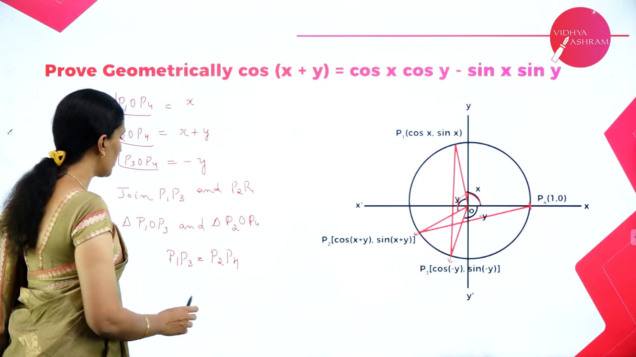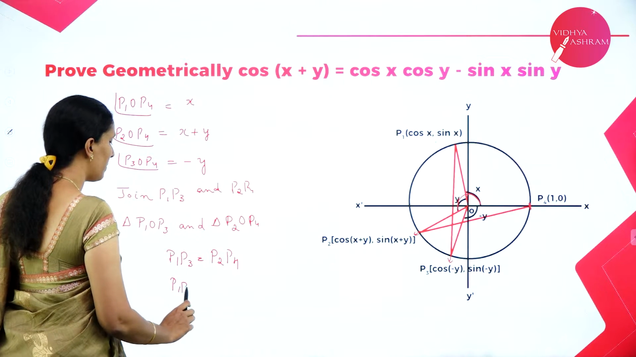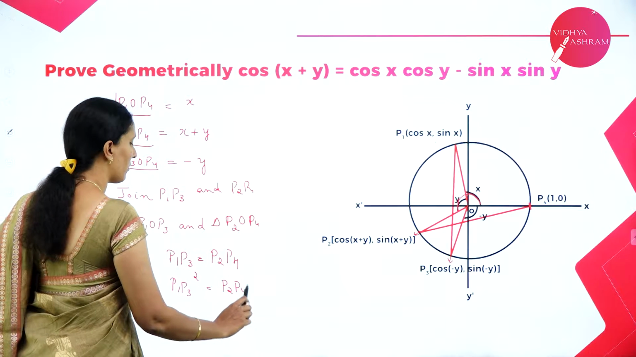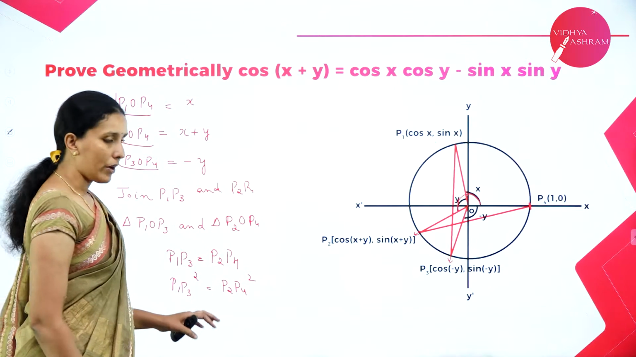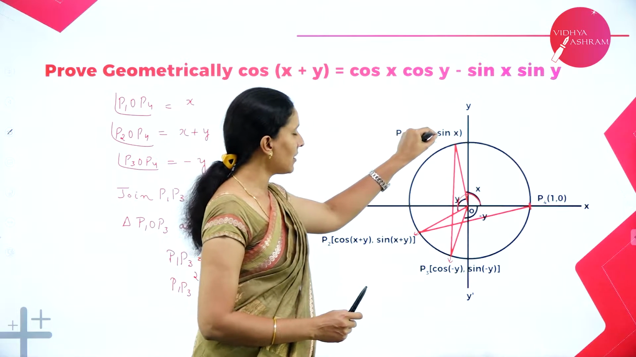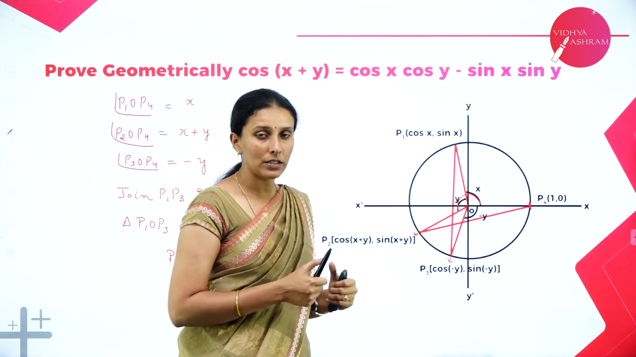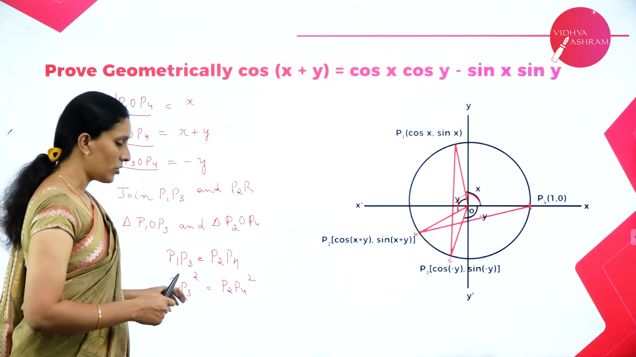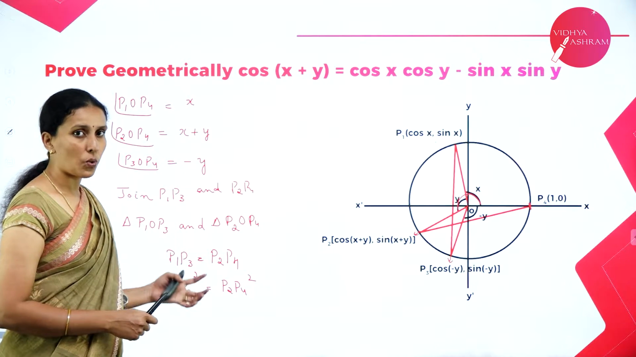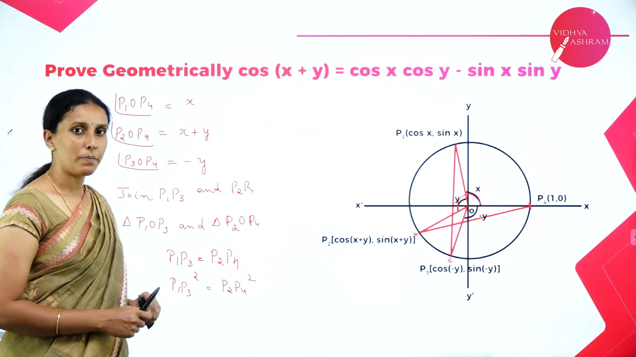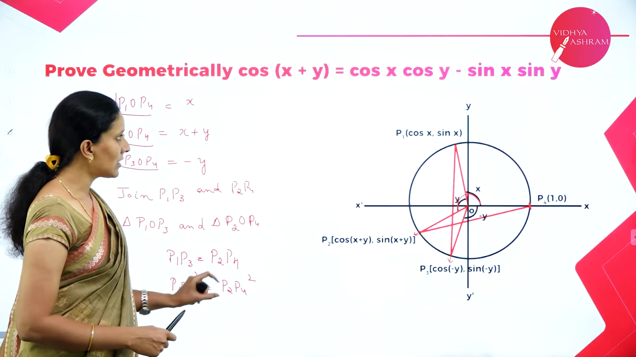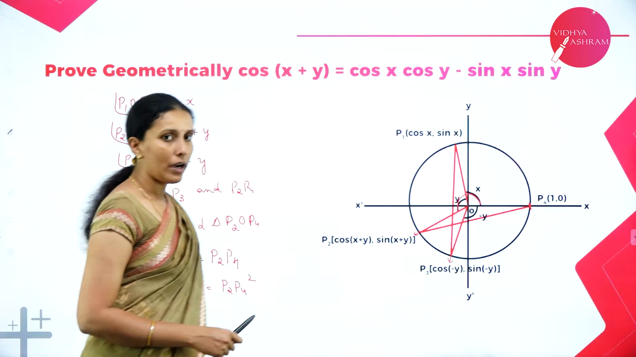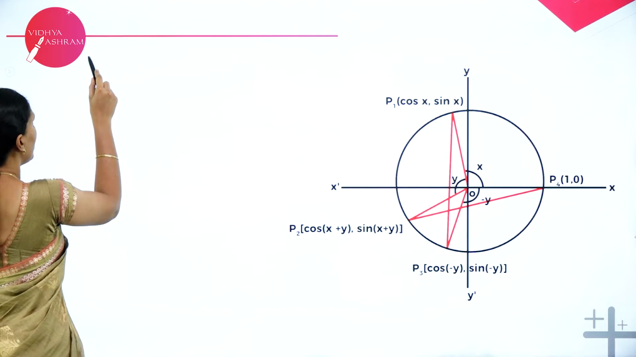Now squaring on both sides, we will get P1P3 whole square is equal to P2P4 whole square. Why am I taking a square here? Because to find the distance P1P3, I can use the distance formula. The distance formula contains a square root quantity. So to remove that square root quantity, we can just square the distance P1P3 here. Now using the distance formula, we can find the distance between P1 and P3.